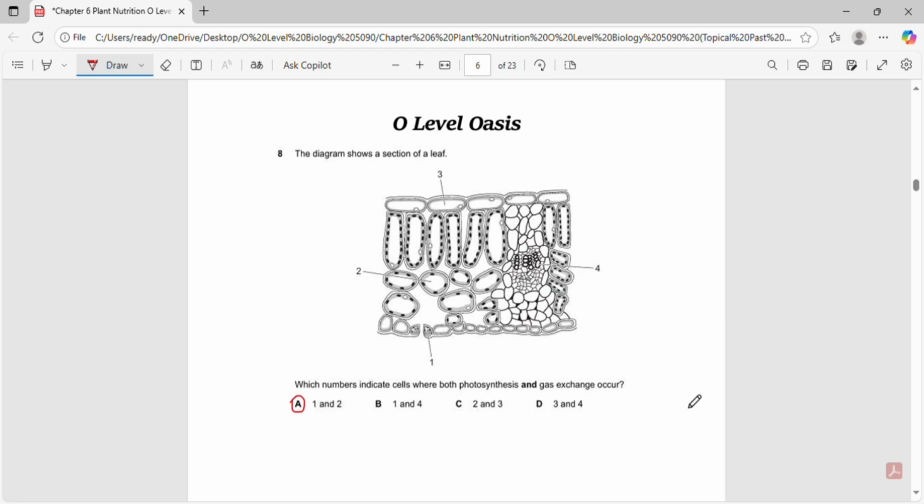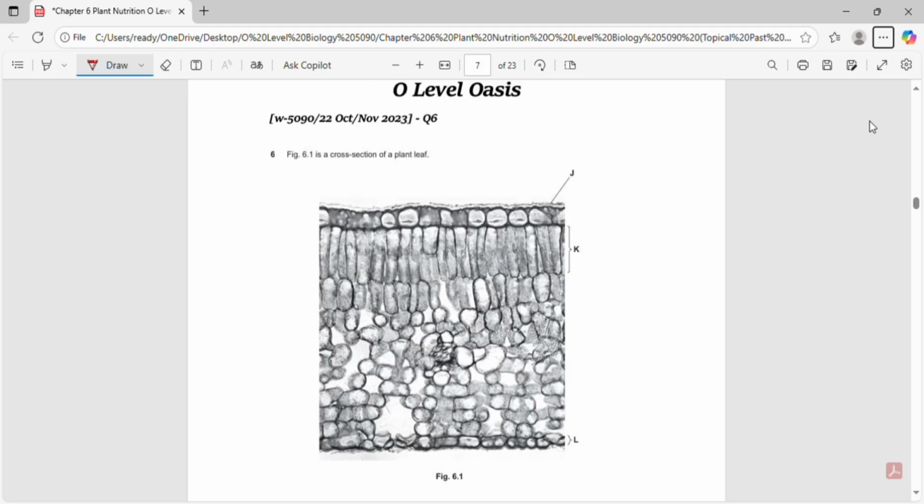Alright, so next we are looking at another theory-based question, most likely from a paper 2 section. Once again, we are shown a diagram, and this time, it's labeled as figure 6.1. It shows a cross-section of a plant leaf. The diagram is quite clear and detailed, with different parts of the leaf's internal structure marked out for us. Our job here is to identify what each label represents, and possibly to explain the functions of those parts based on what we see.